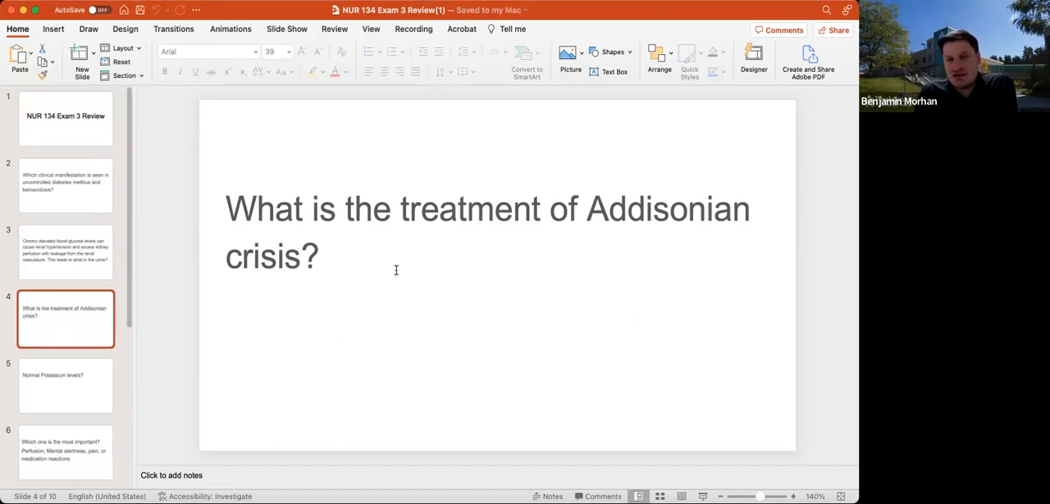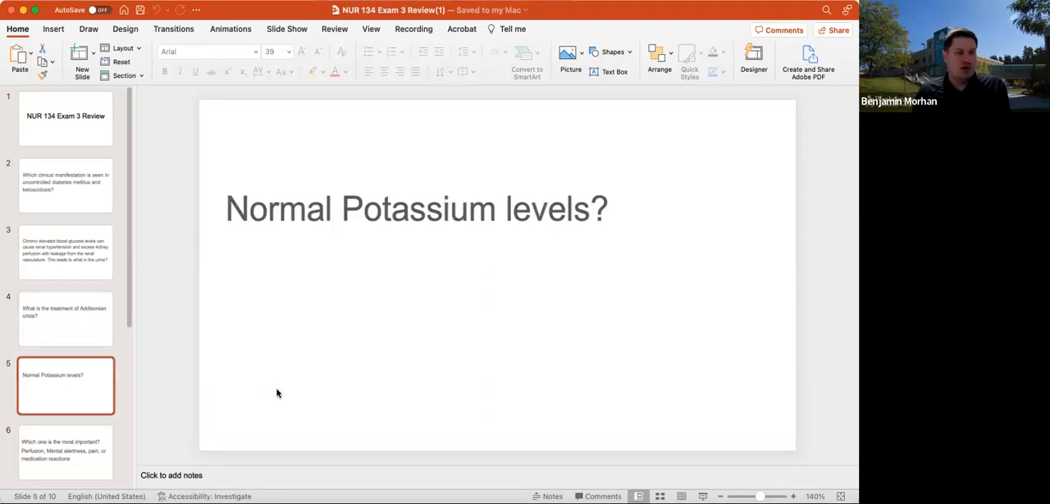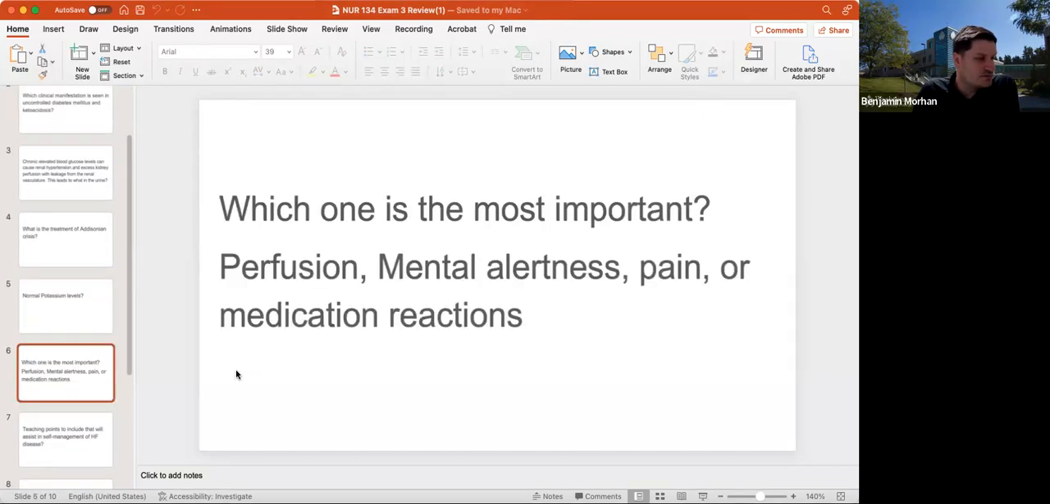Addison's crisis, because we did cover hormones. Be sure to understand the treatment of these crises. Normal potassium level: I changed the exam to give you the normal range, but you need to understand what's happening to their body if they are hypokalemic, and what is happening if they are hyperkalemic. That's important as well.